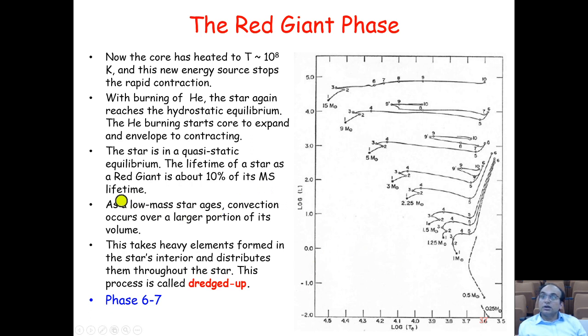So as a low mass star ages, convection takes heavy elements formed in the star's interior and distributes them throughout the star. This process is called dredge up. That is phase 6 to 7. That is called dredge up, when there is a distribution of elements inside the star through convection.